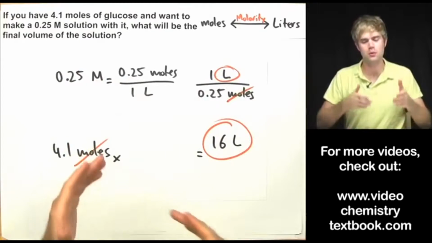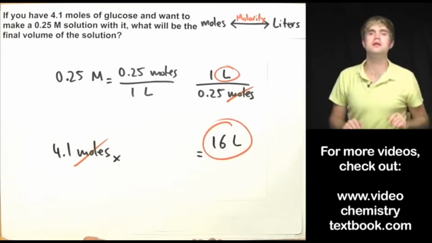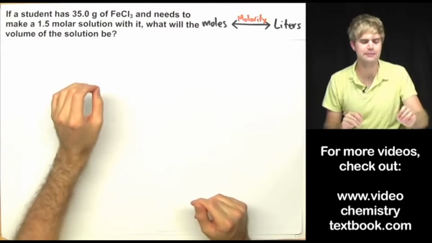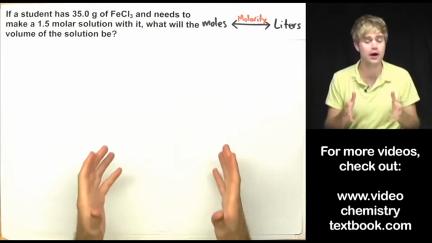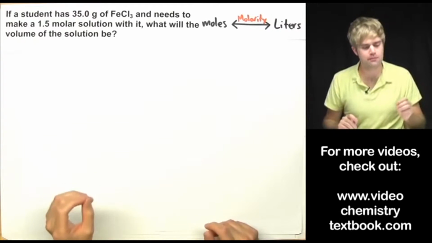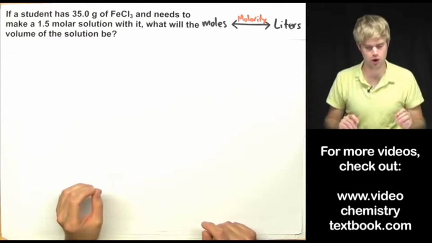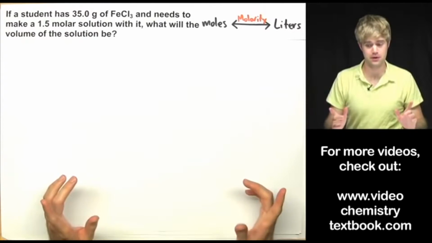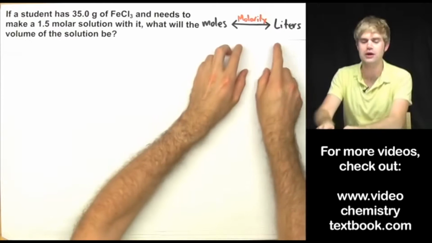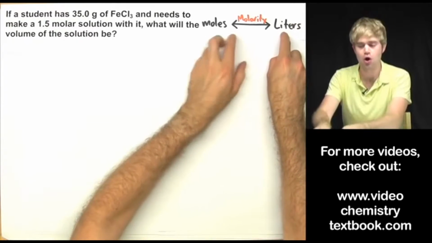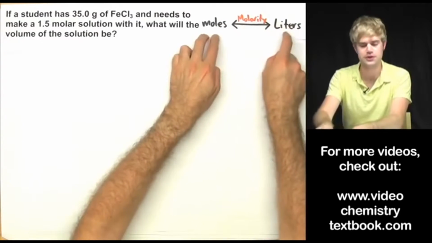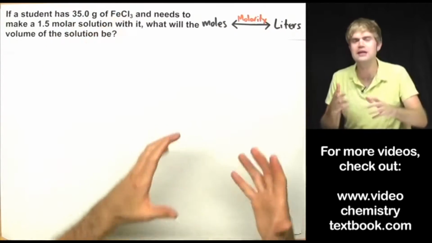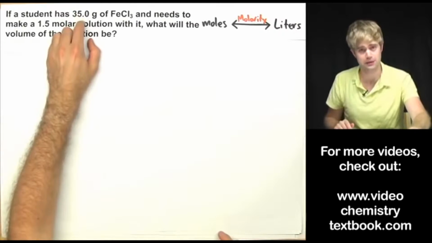Now we're going to do some problems where we have to do a few more steps with some additional unit conversions. If a student has 35.0 grams of FeCl3, that's iron chloride, and needs to make a 1.5 molar solution with it, what will the volume of the solution be? Okay, so in this problem, we're looking for volume, so volume is going to be in liters. Molarity lets us convert between moles and liters, but check this out. The amount of iron chloride here isn't given in moles, it's given in grams.